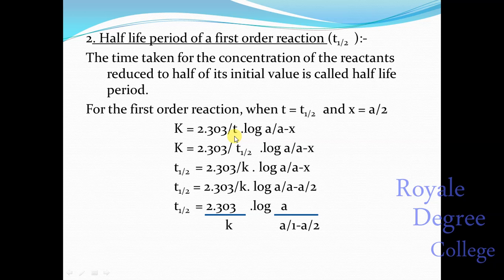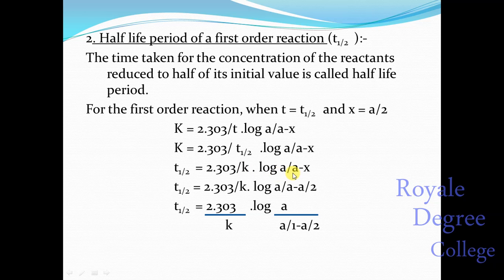So in the next step, K = 2.303 divided by t, and in place of t we write the value of t, that is t half, into log a/(a − x) as it is. Then we bring this t half to the other side. So t half = 2.303 / K × log a/(a − x), as K goes to the denominator.